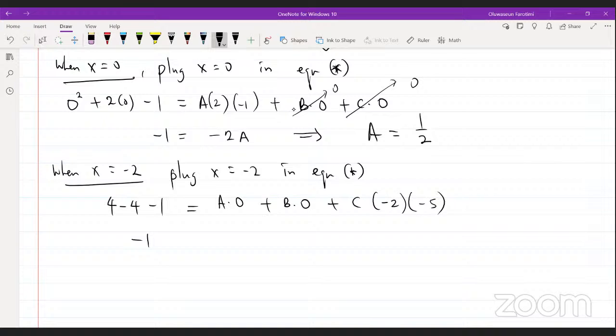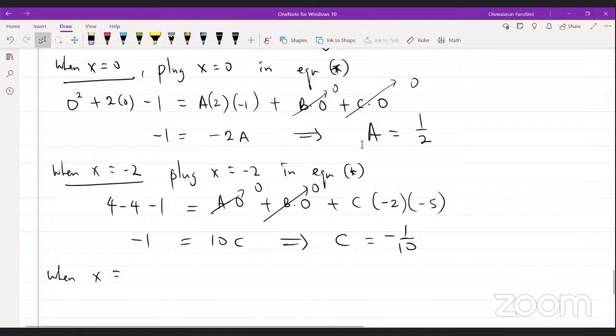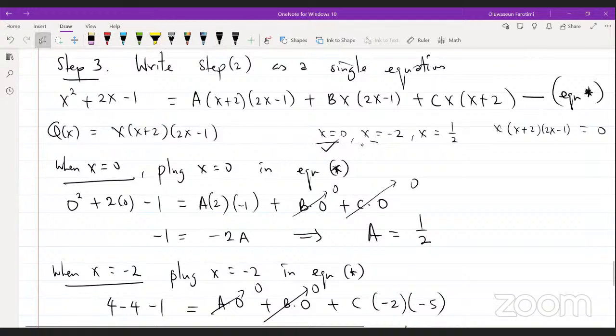In this case, my left-hand side is going to be a -1. 4 minus 4 gives me 0, 0 minus 1, you got a -1. This guy goes to 0, this guy goes to 0. I'm going to be left with 10c on this side. Now I can actually determine the value of c. It's -1/10. Makes sense? So the last part, when X is what? I think that was a 1/2, right? Yes. So we're done with this part.